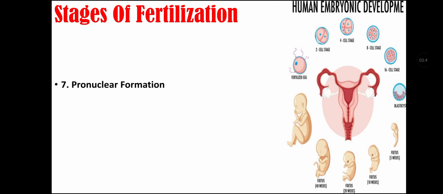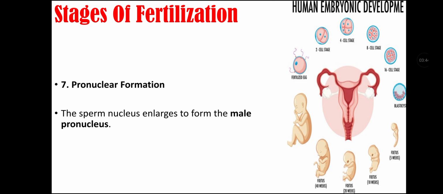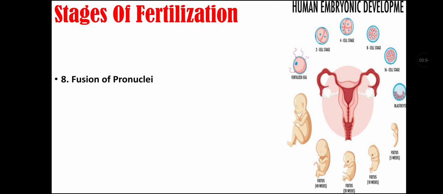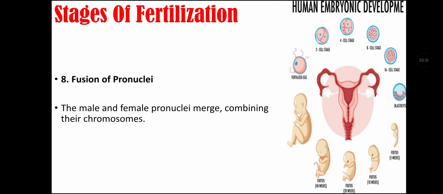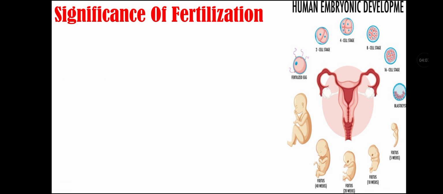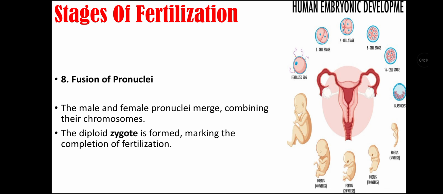Then there is the seventh stage of fertilization, that is pronuclear formation. It is when sperm nucleus enlarges to form the male pronucleus and the egg nucleus enlarges to become the female pronucleus. Then there is eighth stage of fertilization, that is fusion of pronuclei. The male and female pronuclei in this stage merge, combining their chromosomes, and the diploid zygote is formed, marking the completion of fertilization. So that's how the fertilization process ends with the help of 8 stages of fertilization.